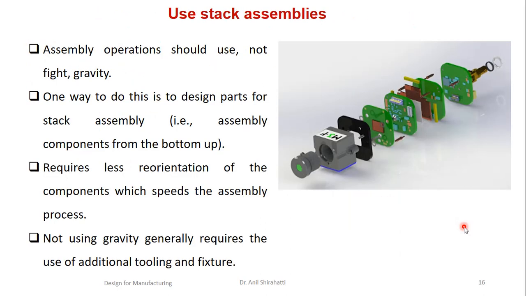Next, use stacked assembly. Assembly operations should not fight gravity. One way to do this is to design the parts for stack assembly, that is, assembling components from bottom to top. It requires less orientation of the component, which speeds up the assembly process. Not using gravity generally requires the use of additional tooling and friction.